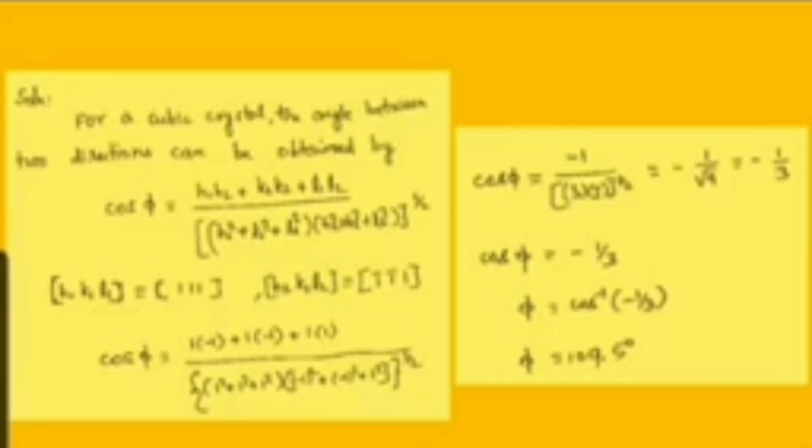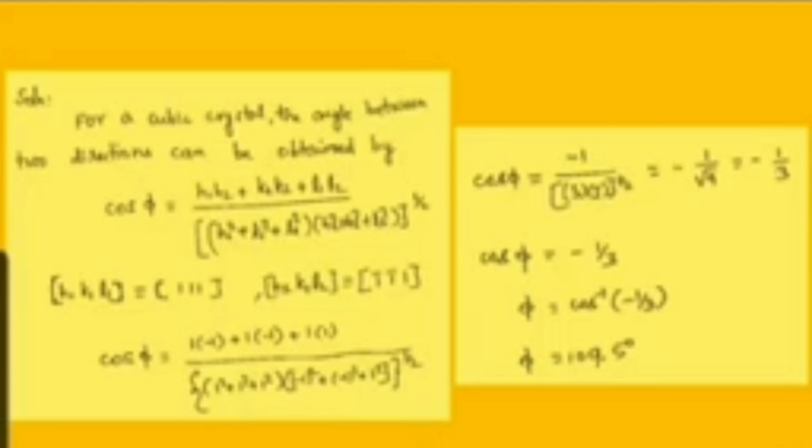The given directions are [111] and [1̄1̄1]. So let us consider h1 k1 l1 is equal to 1 1 1 and h2 k2 l2 is equal to 1 bar 1 bar 1. Therefore h1 is equal to 1, k1 is equal to 1 and l1 is equal to 1. h2 is equal to 1 bar, k2 is equal to 1 bar and l2 is equal to 1. We have to substitute these values in this cos relation.